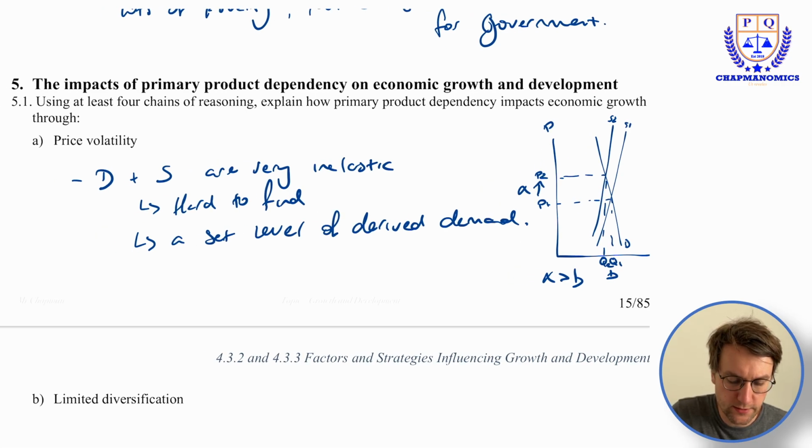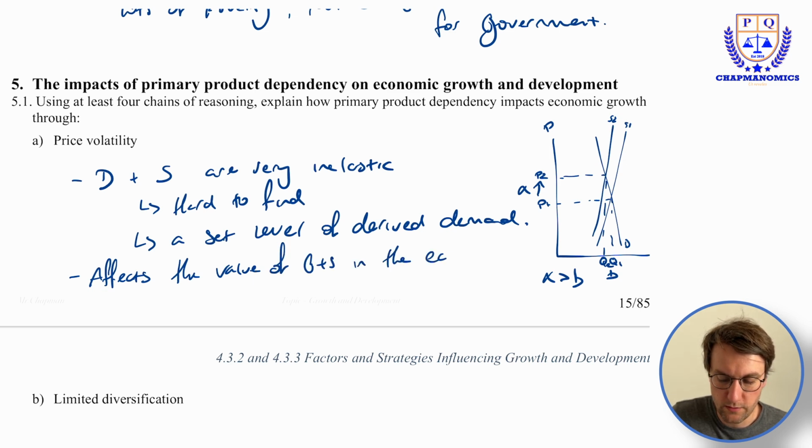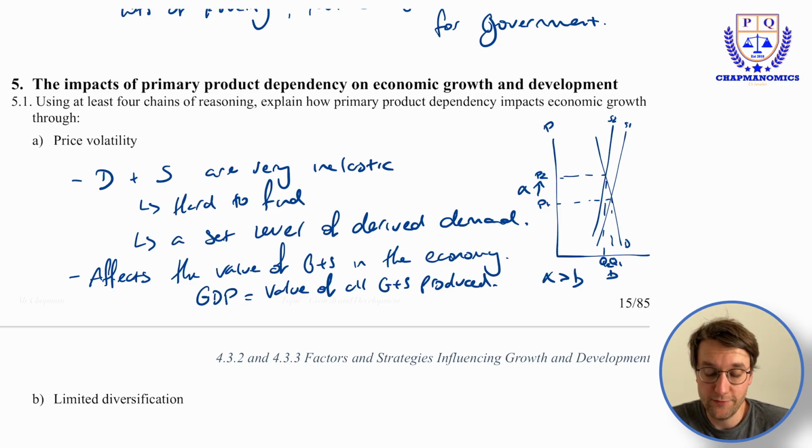And as a result, it affects the value of goods and services in the economy. Now, if you remember, GDP is the value of all goods and services produced in the economy. And therefore, if we're going to affect the value of it, purely through price volatility here, then we're going to affect the level of growth that we get in the economy.